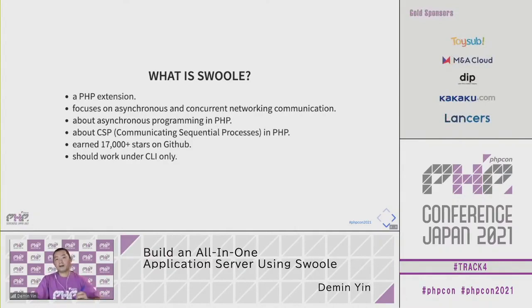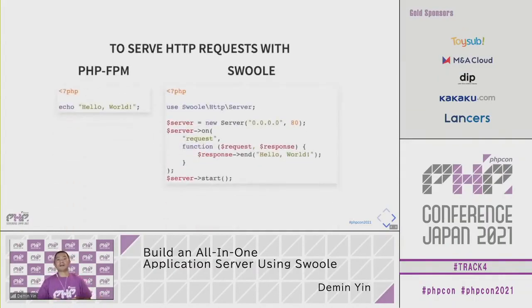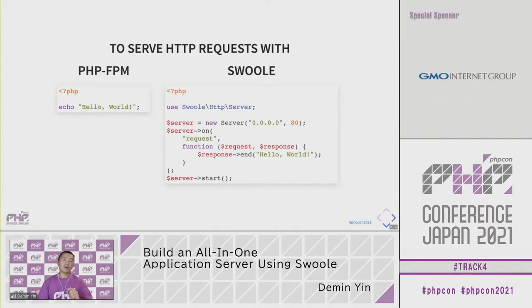Let's say we want to build a website, and this website is pretty simple. We will print out hello world on every page of this website. How are we going to do it with PHP? Well, using PHP FPM, this is pretty easy. We just have one line of code, echo hello world. That's it. We will leave the rest to a web server like Nginx or Apache to handle. That's how we do it with PHP FPM.